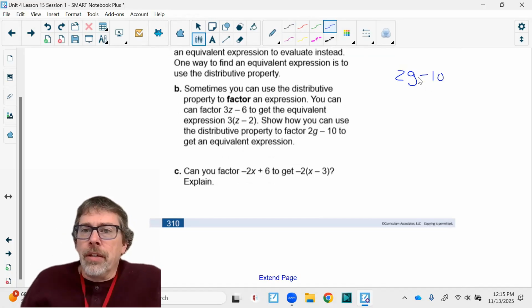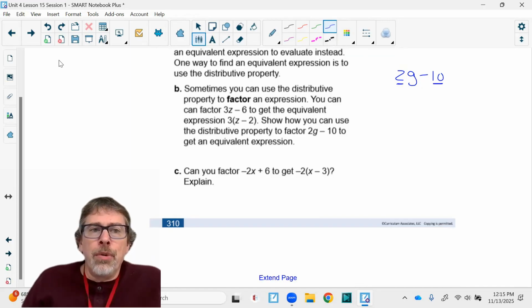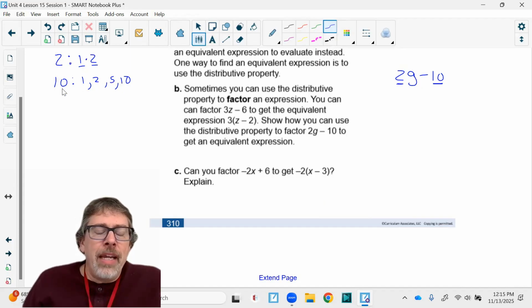So what I would do is I'd look at these two terms and ask myself, what will go into 2 and 10? What are factors of 2 and 10, in other words? So if you don't know what a factor is, if I have a number and I can multiply 1 and 2 to get it, 1 and 2 are factors of 2. Well, if I have a 10, how do you get 10? Well, 10 is 1 times 10 or 2 times 5. So 1, 2, 5, and 10 are factors of 10. So when you do that, you look for a common factor in each, and it is 2.